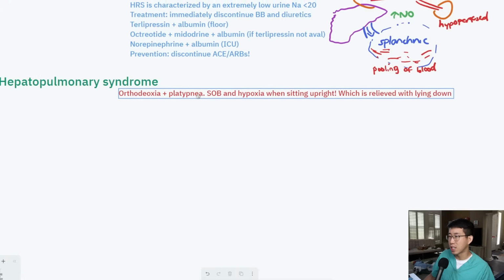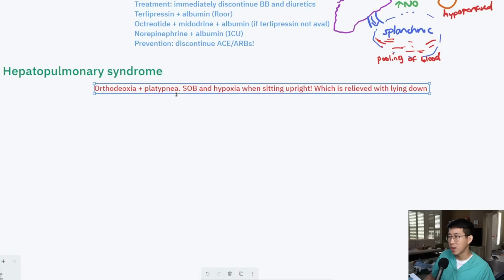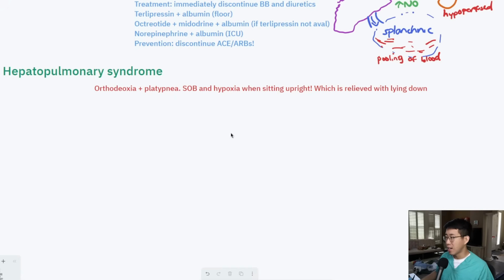So this is a very interesting exam or history finding. The reason this happens is that when you have really bad cirrhosis, you can get these intrapulmonary vascular dilations that can form at the base of the lungs. If I draw the lungs out for you here, let's say at the very base, you've got all these vascular dilations that are basically causing shunt. And it's not getting any gas exchange. It's just going straight from the right side of the heart to the left side of the heart without being oxygenated at all.